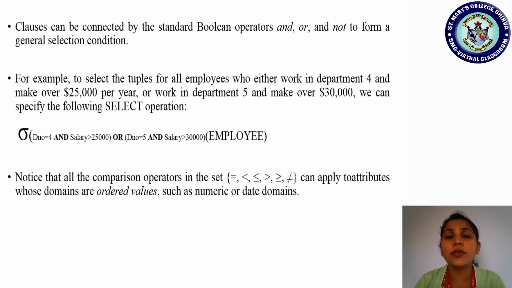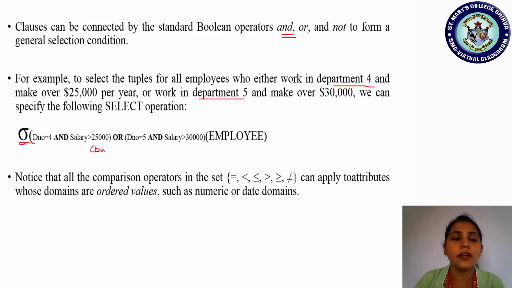So how will we do this? We can have these two varieties of condition with the help of which operator? The AND operator. Just check out here, students, which department numbers they have given. Department number 4 and department number 5, and from department number 4 it is 25,000, and from department 5 it is 30,000. Here, this is the sigma operation, select.